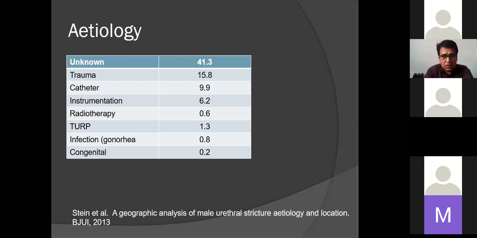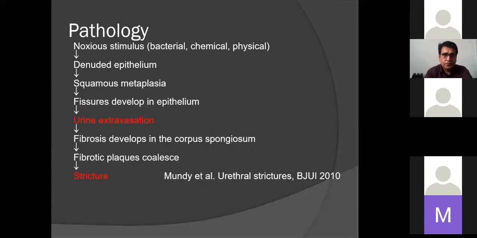done in the urethra, radiotherapy given for oncological reasons, actually given for any pelvic diseases, the TURP done, or infection of the urethra with gonorrhea, like we said about urethritis, can lead to urethral strictures if they are not treated in time.